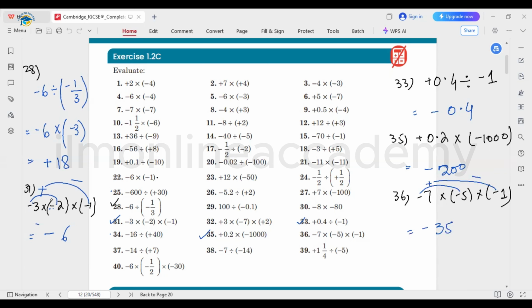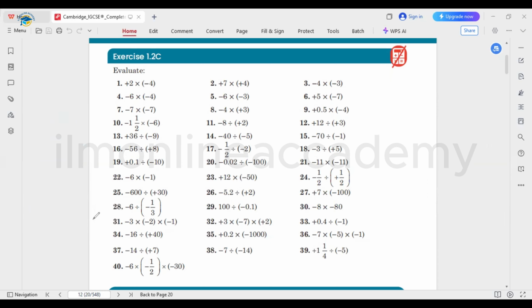Okay, let's do the questions that they gave us at the last. We have part number 37, in which we need to divide negative 14 by positive 7. So again, first of all, we will be checking the sign carefully. Positive negative is negative and 7 times 2 is basically 14. So this is your 37th part.